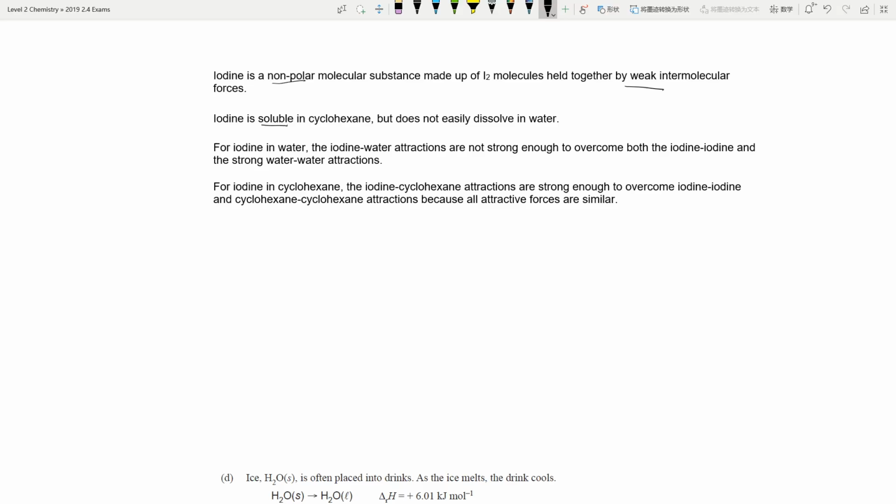So it is soluble but does not dissolve in the other. Why? Because in water, the iodine-water attractions are not strong enough to overcome the existing iodine-iodine and the existing water-water attractions. So they just don't fit in, they don't mix. If you have iodine in cyclohexane, this particular attraction is strong enough to overcome the existing I2 and C6H12 cyclohexane attractions, therefore it dissolves.